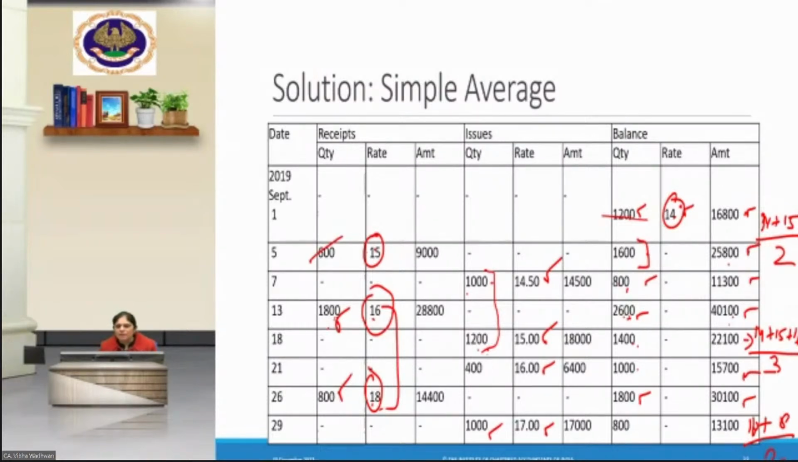All right. So the closing stock as per simple average is 800 and 13,100. Is 800 and 13,100. Any doubt? I'll just see the queries. Is there any discrepancy?